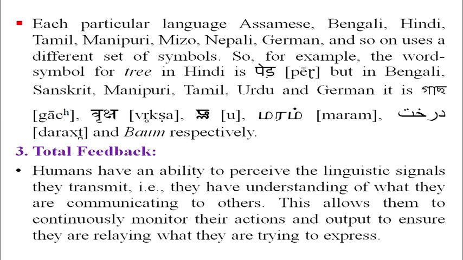The third feature is total feedback. That means humans have an ability to perceive the linguistic signals they transmit. That is, they have understanding of what they are communicating to others. So, this allows them to continuously monitor their actions and output to ensure that they are relaying what they are trying to express.